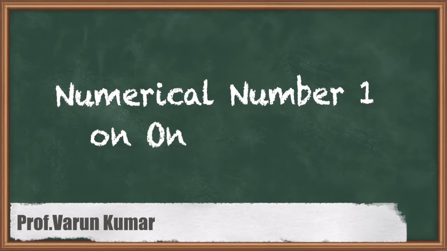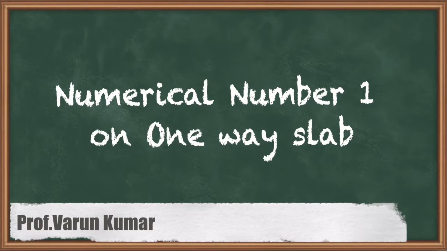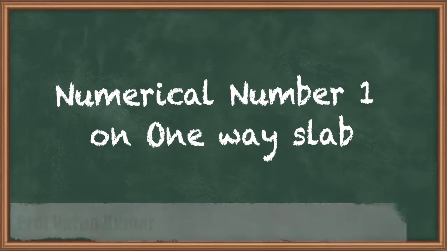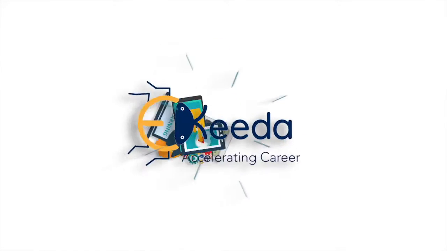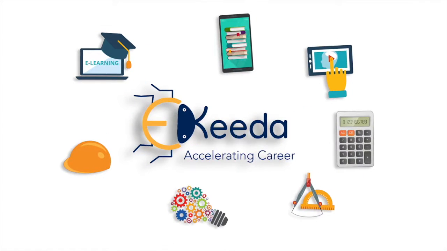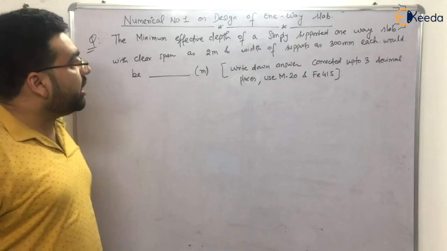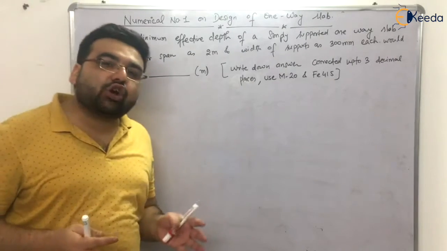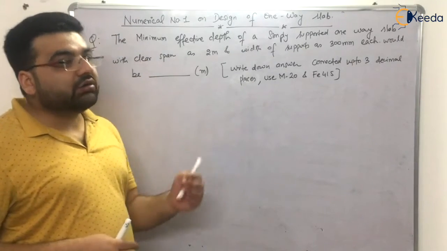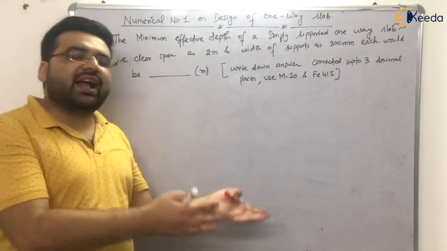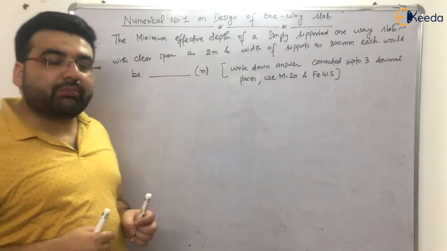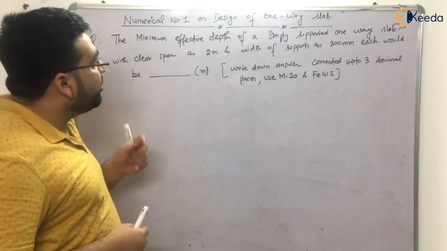Subject: Concrete Structures. Chapter: Design of Slabs. Topic: Numerical number 1 on design of one-way slab. So now students, after understanding the concept of one-way slab, let us solve how one-way slabs are designed, just like a simply supported beam. Now let us solve one numerical.